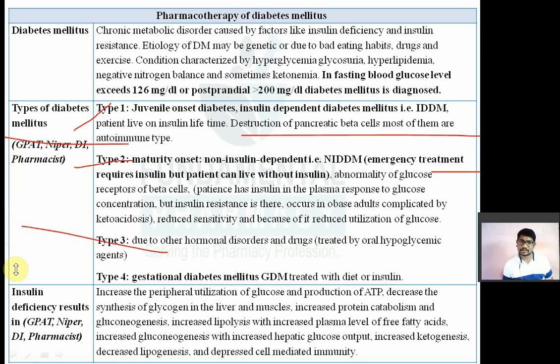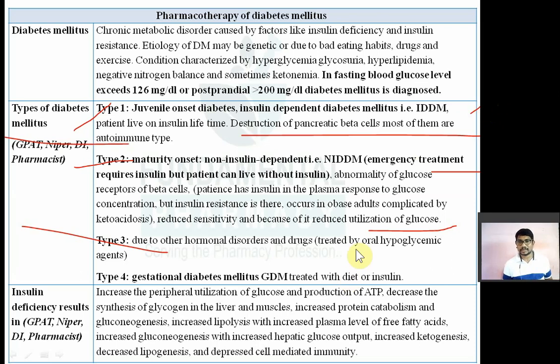So increased ketoacidosis, reduced sensitivity to the insulin receptor, and because of it, reduced utilization of glucose. In type 1 diabetes, known as insulin dependent diabetes mellitus, there is a complete destruction of beta cells of the pancreas, and because of that there is a deficiency of insulin.